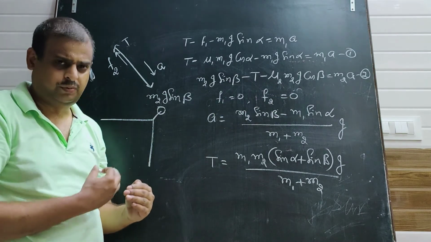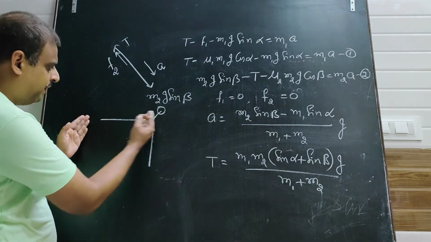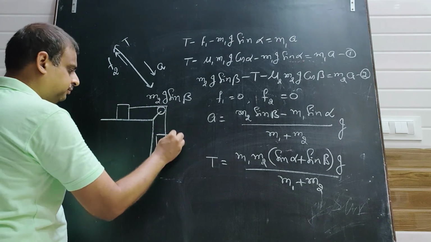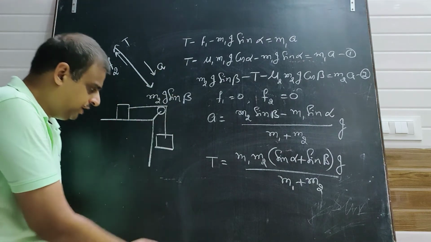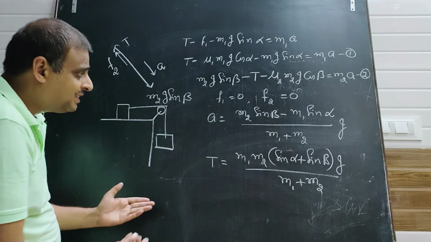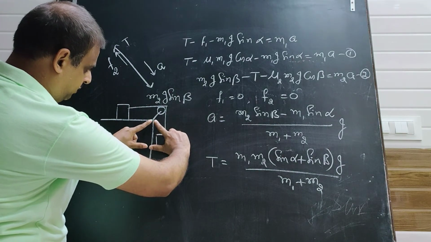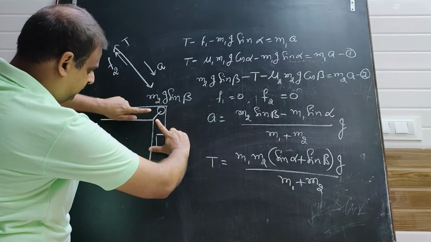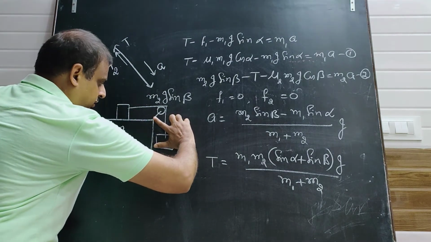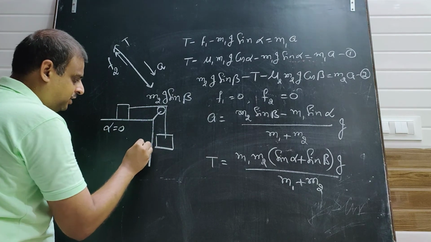Suppose there is a very simple problem in which there are two masses and the arrangement is like this. You have two masses. Definitely this mass will move in downward direction. This is m1, this is m2. What has happened to the angle alpha? Earlier this was the arrangement. Alpha has become 0. And what has happened to beta? Beta is 90 degree.